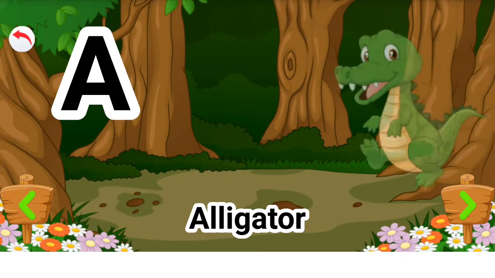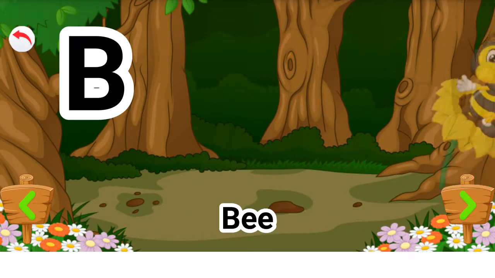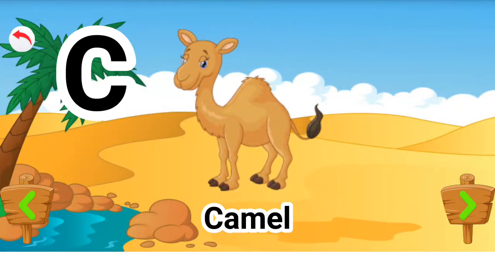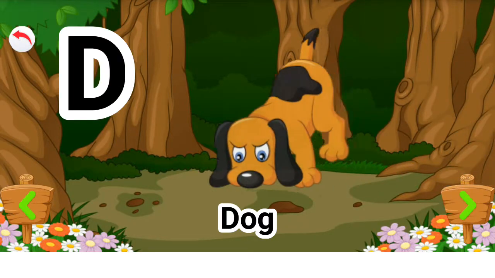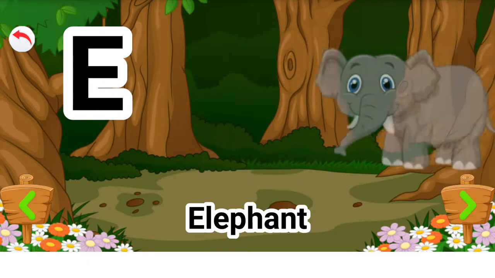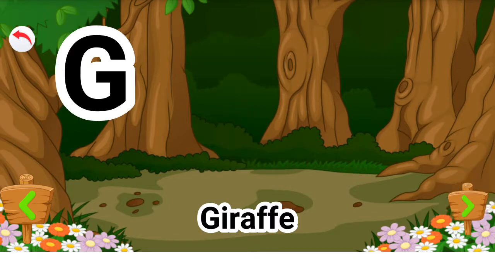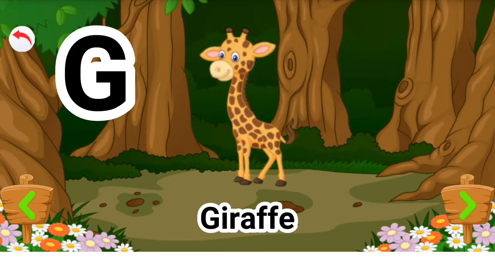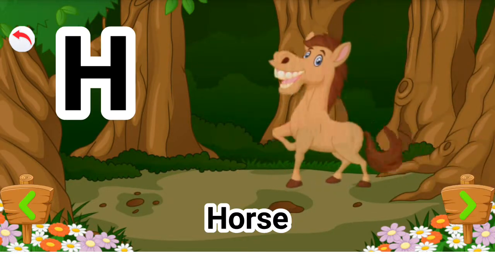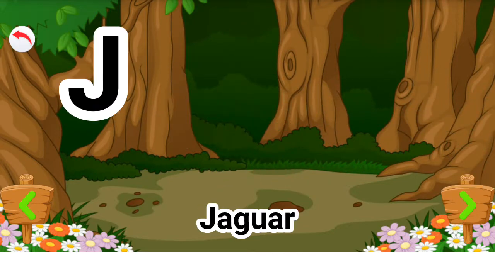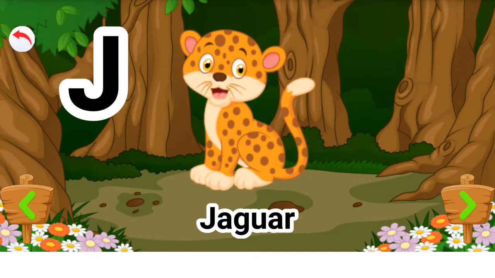A is for alligator. B is for bee. C is for camel. D is for dog. E is for elephant. F is for fox. G is for giraffe. H is for horse. I is for iguana. J is for jaguar.